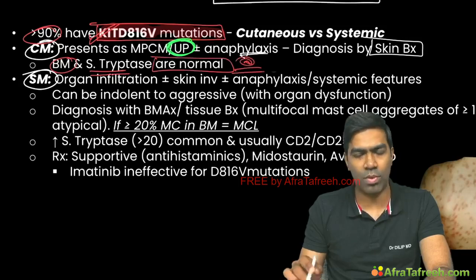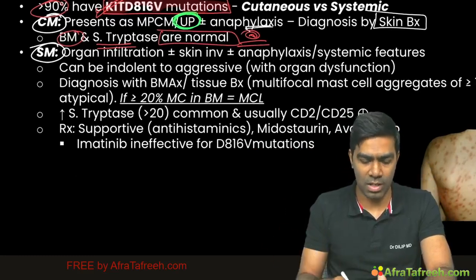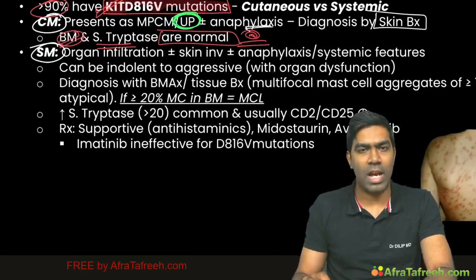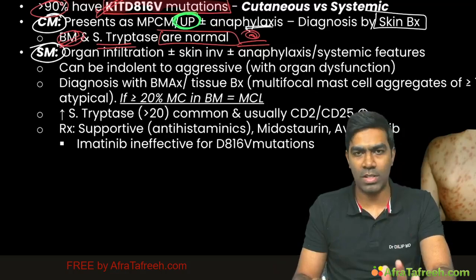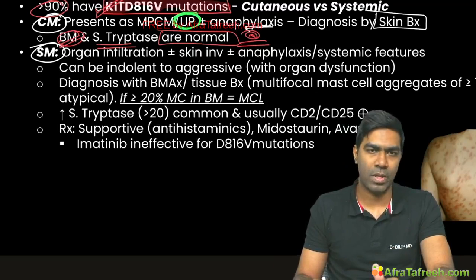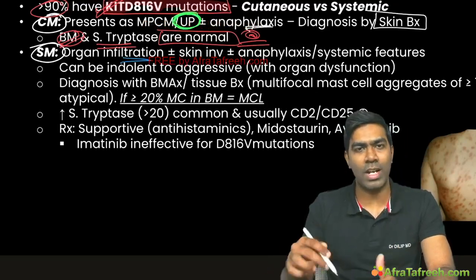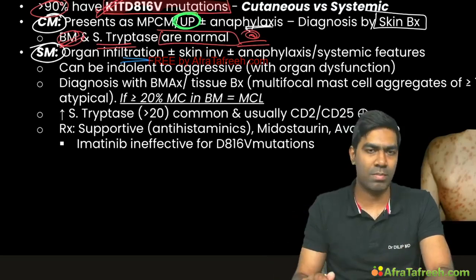That's a very important point. Only in systemic mastocytosis, the serum tryptase will be abnormal and the bone marrow aspiration studies will be abnormal. But in cutaneous mastocytosis, bone marrow aspiration as well as serum tryptase levels will be normal. Coming to systemic mastocytosis, here the problem is organ infiltration by these abnormal cancerous mast cells.